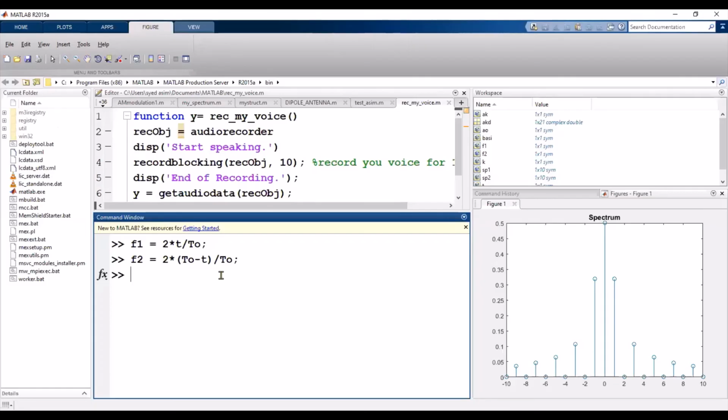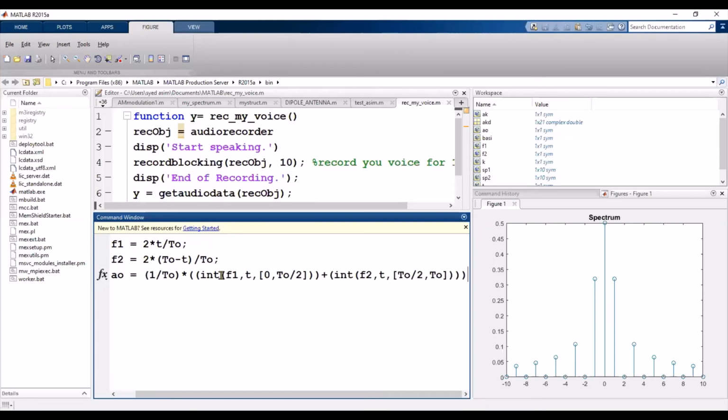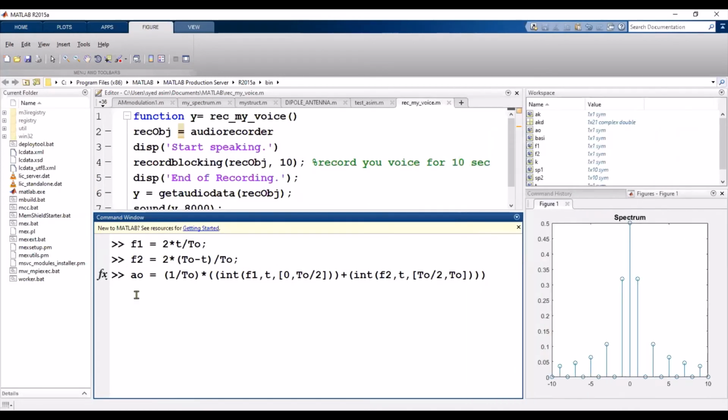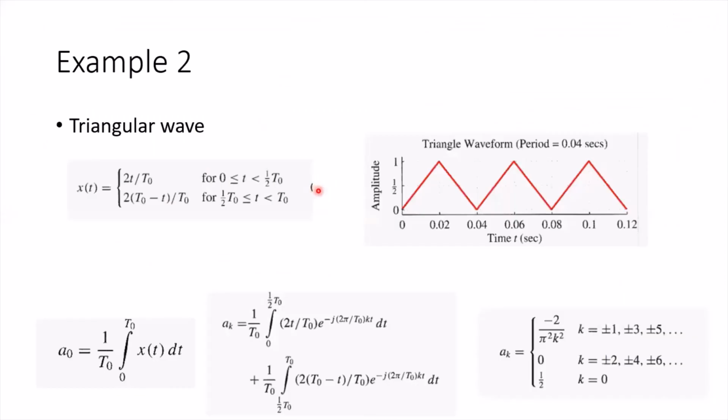So again, now I'm going to calculate the A naught. What we have, 1 over t naught. Let me share this screen with you. A naught is equal to 1 over t naught integral of F1, this first function, with respect to time 0 to t naught by 2, and then plus F2 function with respect to time t naught by 2 to t naught. I simply press the enter key and find the A naught, the DC component. That is basically 1 by 2, and you can verify this from the slide. Again, that is basically 1 by 2 at k is equal to 0.